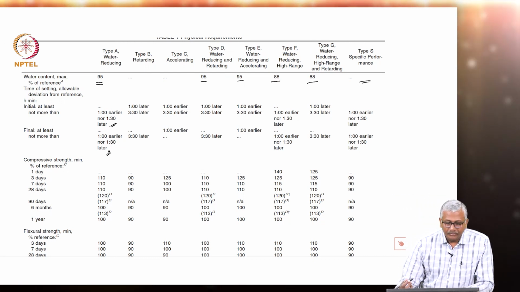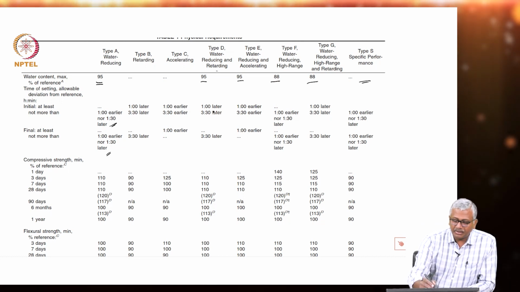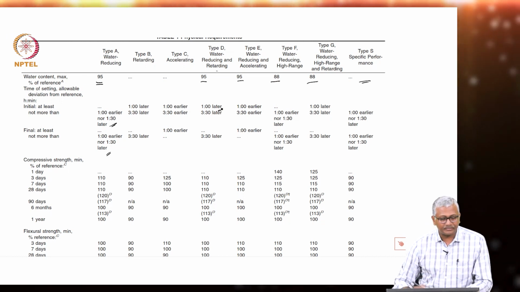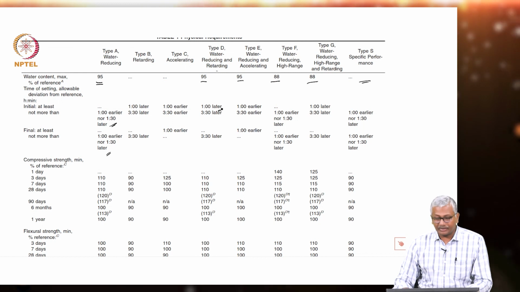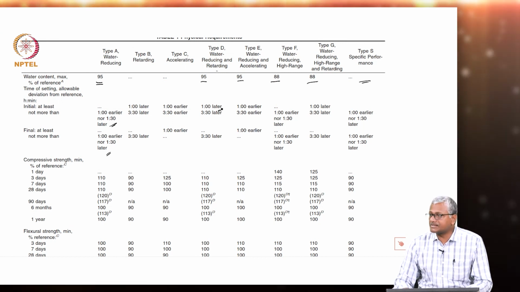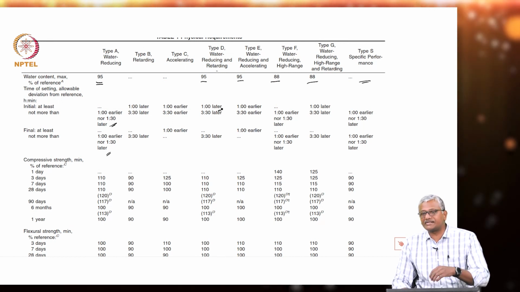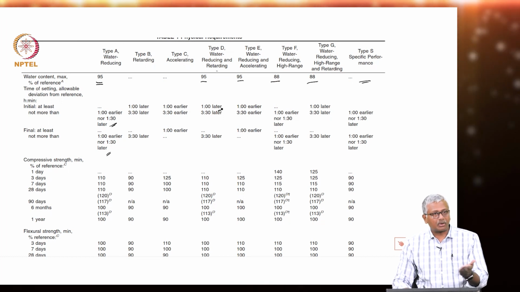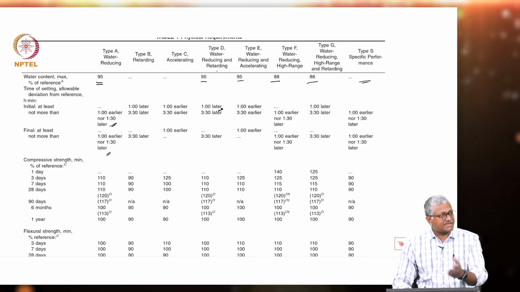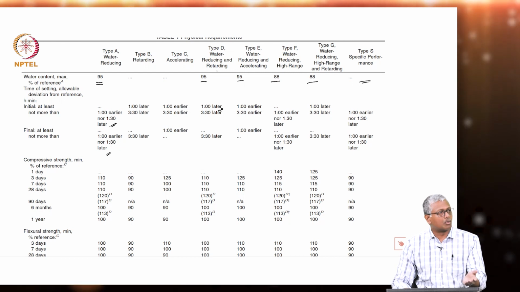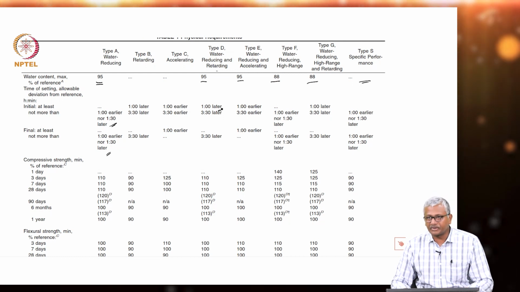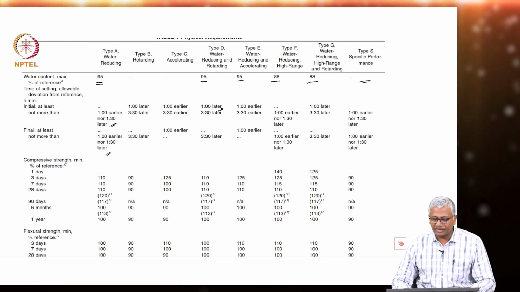Okay. Now, if you look at type D, water reducing and retarding, it says that the initial setting should be at least 1 hour later, but not more than 3.5 hours later. So, if the reference concrete sets at 4 hours, your concrete with the retarding admixture should take at least 5 hours to set, but not more than 7.5 hours. Okay. So, that is how you will actually read this entire standard.